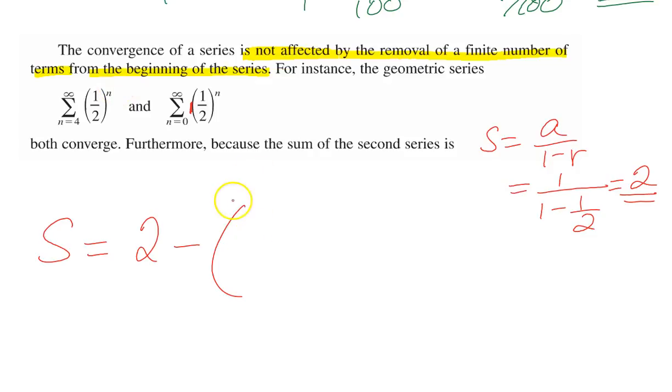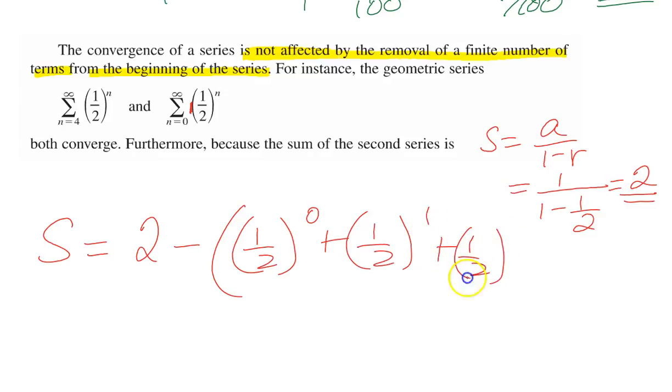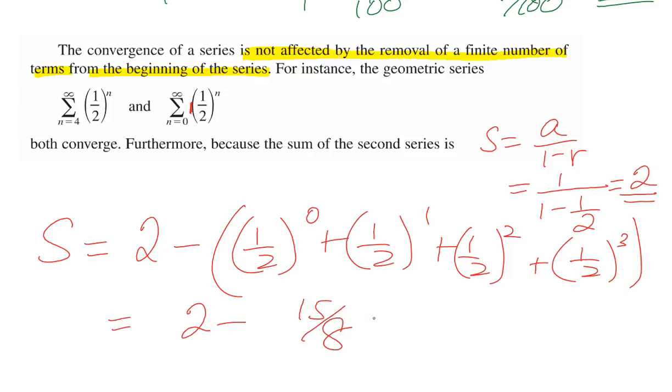When n equals 0, that is not there. When n equals 1, when n equals 2, and when n equals 3. That's going to be 2 minus 15 over 8. So the total of the first series starting at n equals 4 is 1/8. Okay, you find the sum of the larger series and take away the terms that are not in the first series to find the sum of the first series.